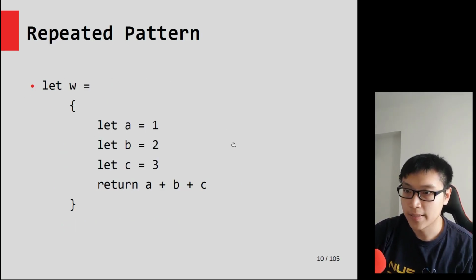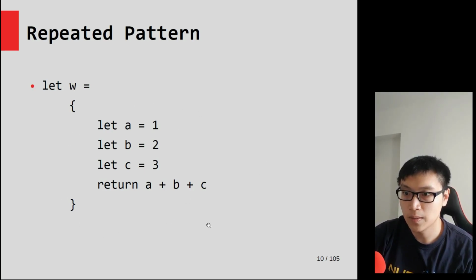So you take a look at this basic code over here. Let W be the result of all of this code. You take a look at the result of this chunk of code. It should give you 6. A is 1, B is 2, C is 3. The sum is 6. So W is 6.